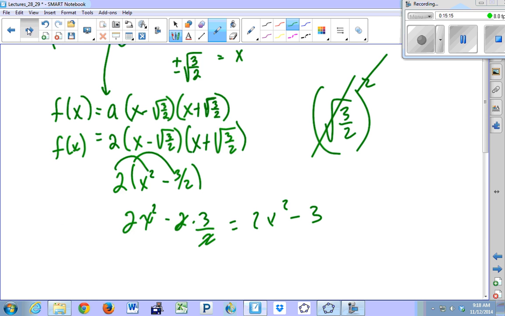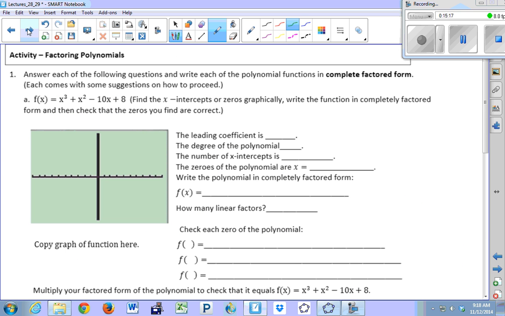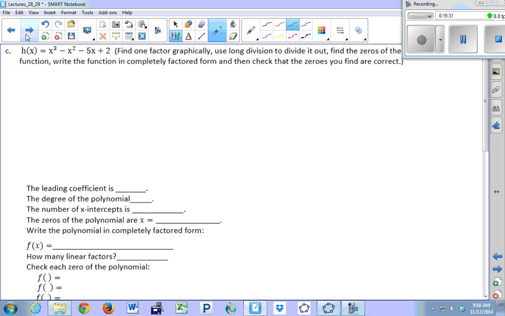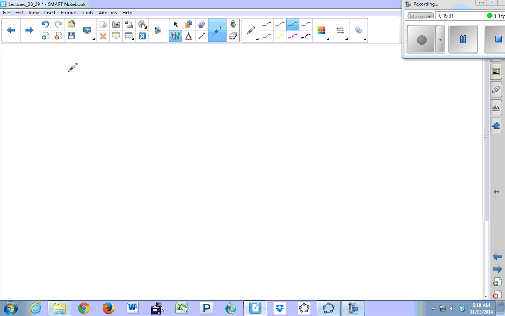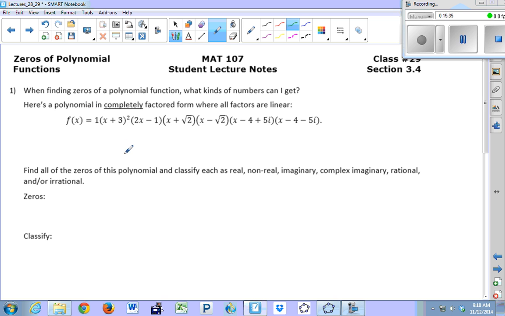Okay, so let's take a look at today's lecture. All right, most of you did not get to a lot of this activity here. So between this activity and today's activity, I'm going to try to keep today's demonstration short so that you can begin working on these two activities for yourself today. So let's take a look at more work with polynomial zeros.